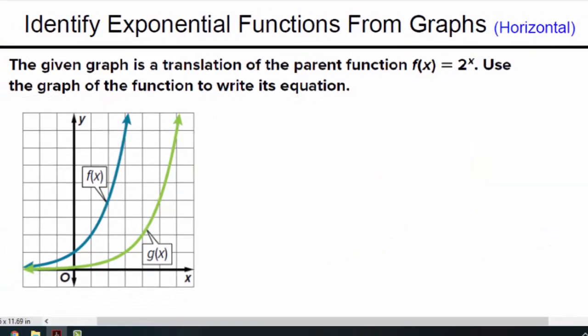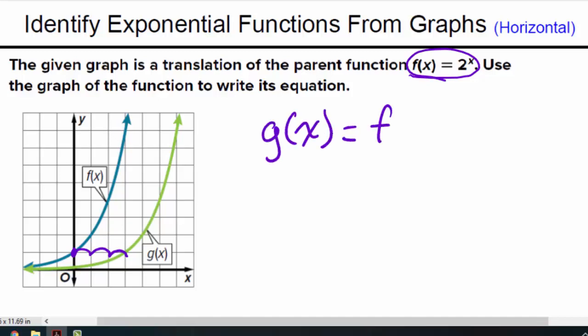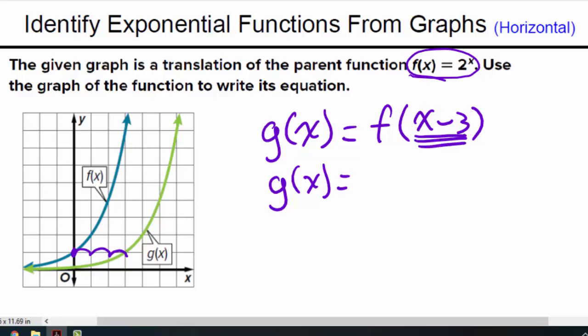All right, so we're going to do it again, only we're going to try and identify the horizontal. Now the parent function again is just 2 to the x, which is this problem right here. And then how does g of x change? Well, if we look again at the y-intercept, the y-intercept appears to have moved 1, 2, 3 units to the right. That would be g of x is going to equal f of x minus 3. So what that means, as we go to write g of x, this minus 3 here on the x is going to be on the exponent itself, because this is all happening directly to the x value. So this is going to equal 2 to the x minus 3.